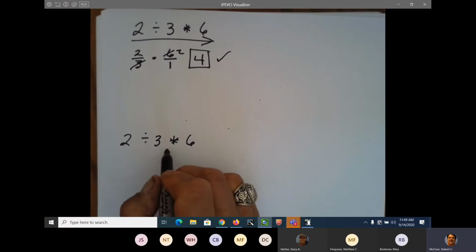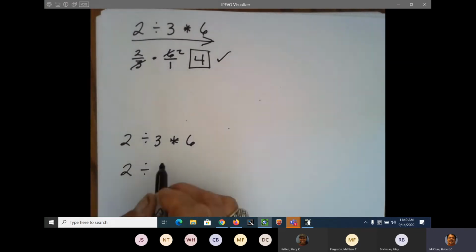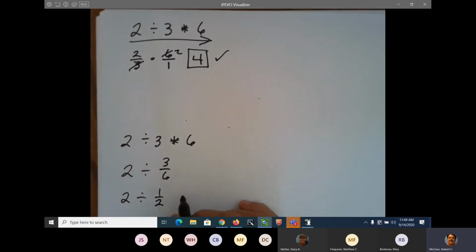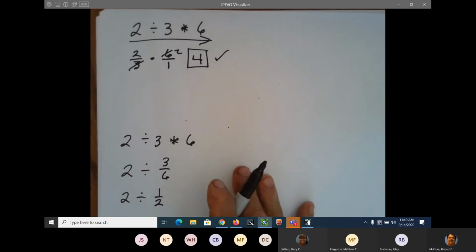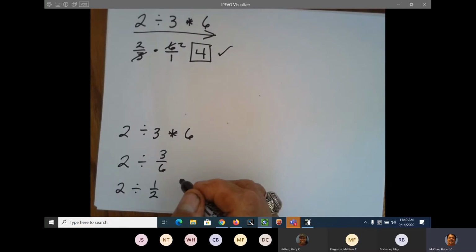Here, 3 divided by 6 is 1/2. 2 divided by 3/6 is 2 divided by 1/2, which is 2. This is not supposed to work. It's supposed to, I've hit 2 that coincide.